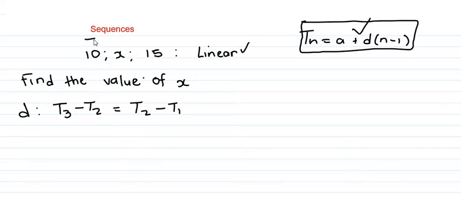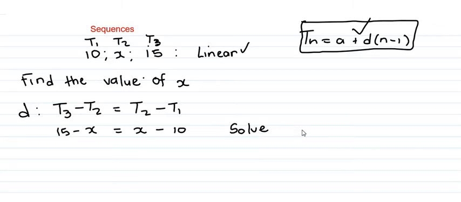So we know that this one is term 1 of ours, x is term 2, and then 15 is term 3 of ours. So we substitute again. Term 3 we get 15 minus term 2, which is x. Then we have x minus term 1, which is 10. And then from here we try to solve for x.